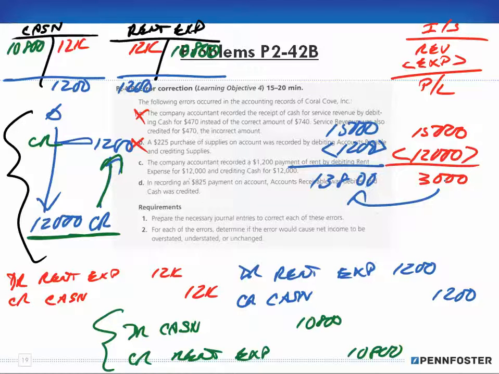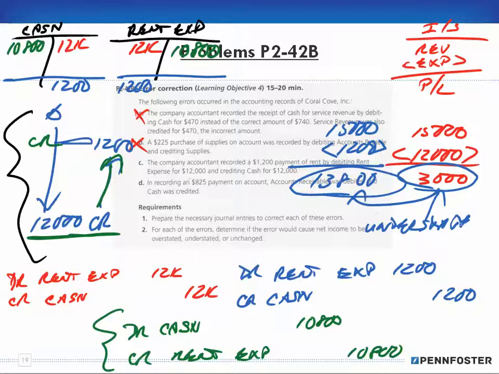By putting in the wrong amount, I only have 3,000, but it's not enough. By putting in the right amount, it should be 13,000. So my net income is understated. All right, so that's that one.